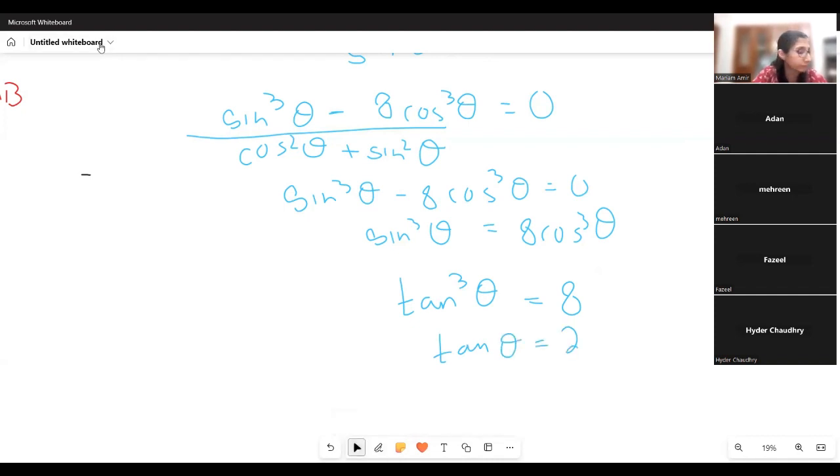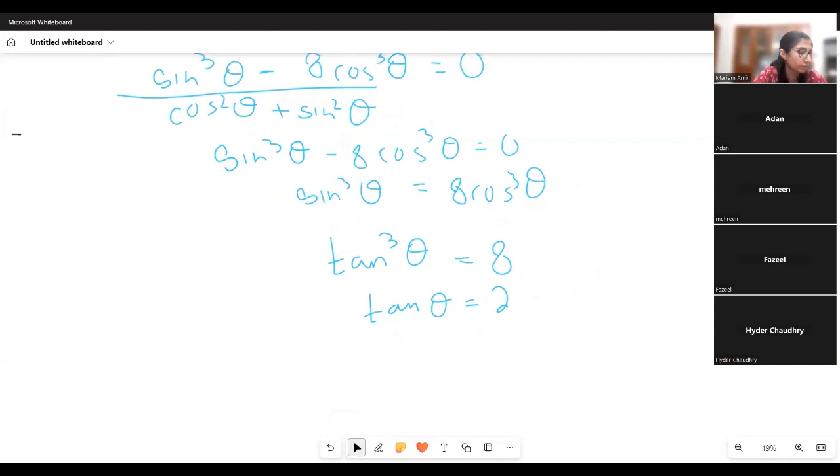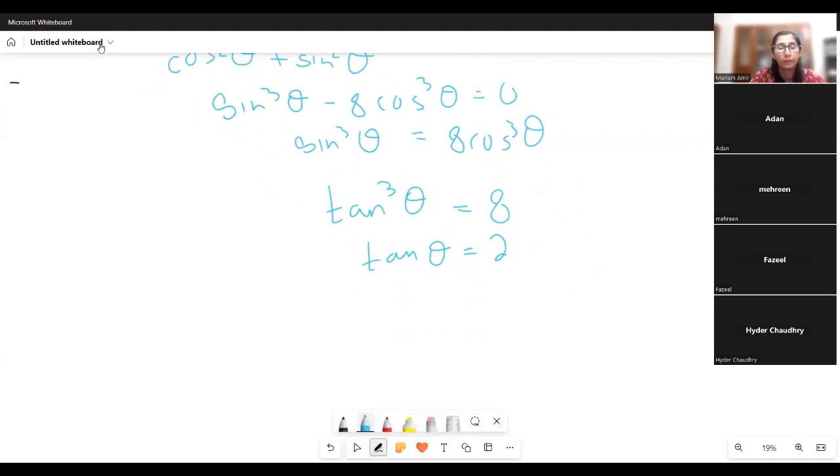Let's find alpha. So remember, whenever we're solving a question on trigonometry and the question does not mention degrees specifically, you have to find your answer in radians. So set the calculator to radians. Let's find alpha here. It's going to be tan inverse 2, which is 1.10714. Tan is positive in the first quadrant.